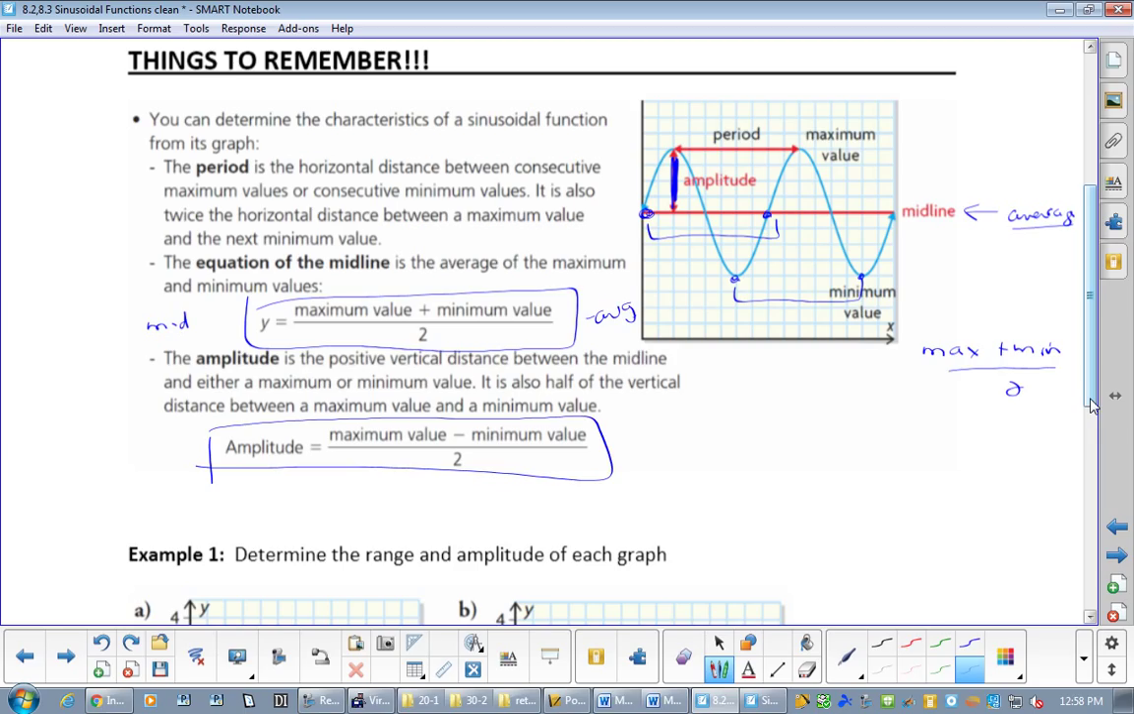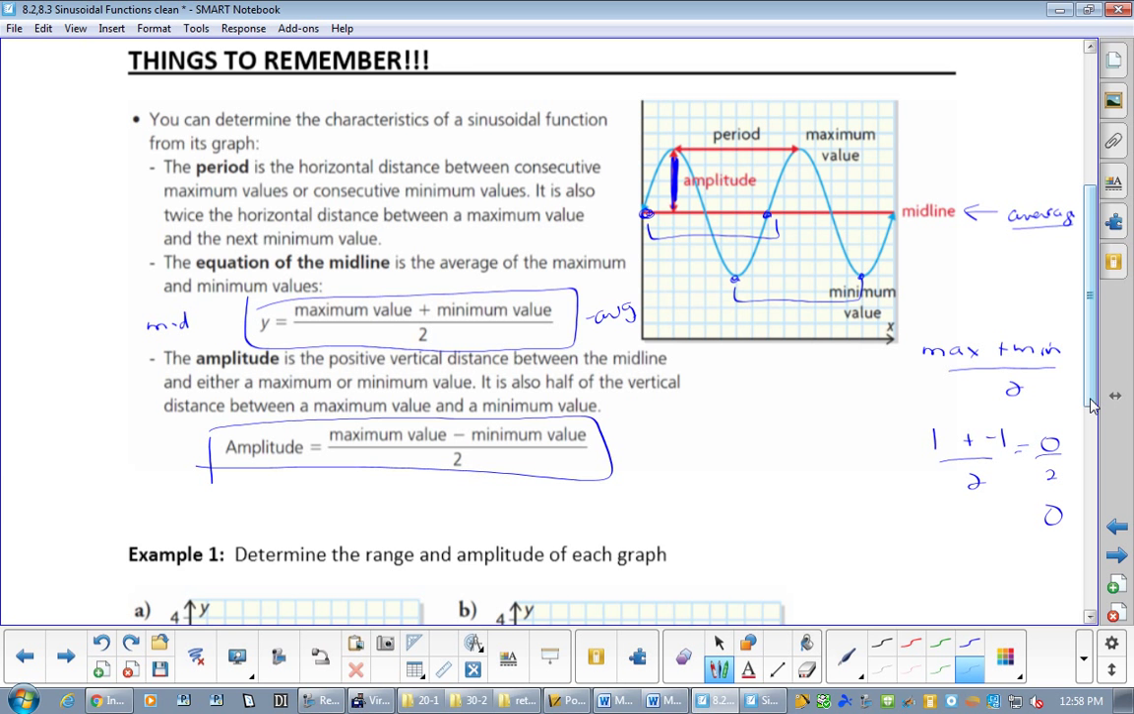But let's see how it's different, because what is the y value of the midline on a sine graph? The middle. What does y equal? 0, right? Well, let's see how that works. Max plus min, 1 plus -1, all divided by 2. What's 1 plus -1? It's 0. 0 divided by 2 is 0.